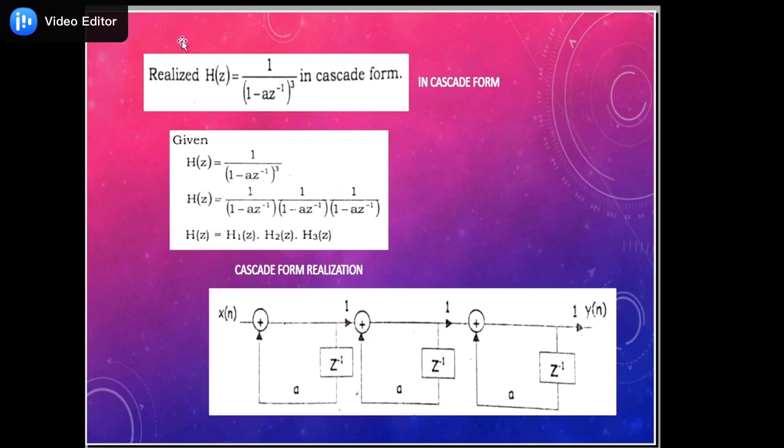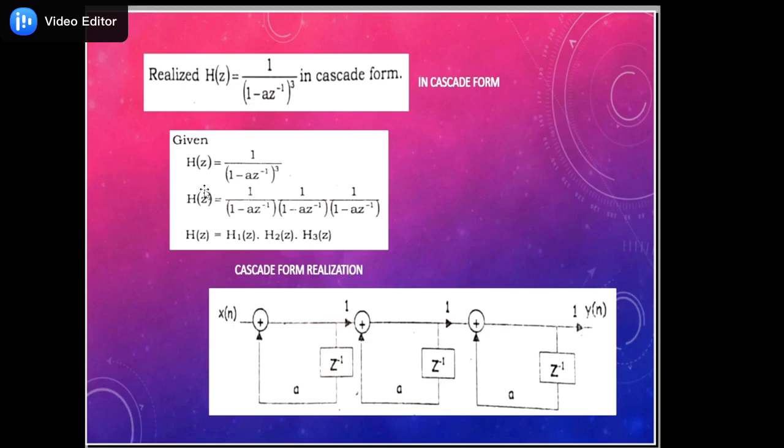Next problem, realize h of z is equal to 1 upon 1 minus a z inverse to the power 3 in cascade form. Given h of z is equal to this term, you have to solve this equation, that will generate h of z is equal to 1 upon this term, 1 upon this, 1 upon this. Means the first term is considered as h1 of z, the second term is h2 of z, and the third term is h3 of z. Then you have to put that in cascade form.